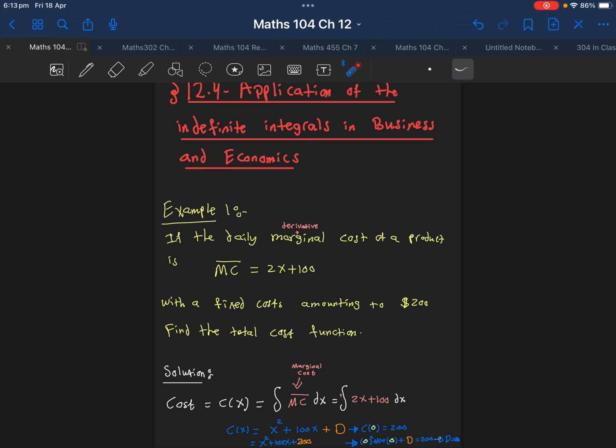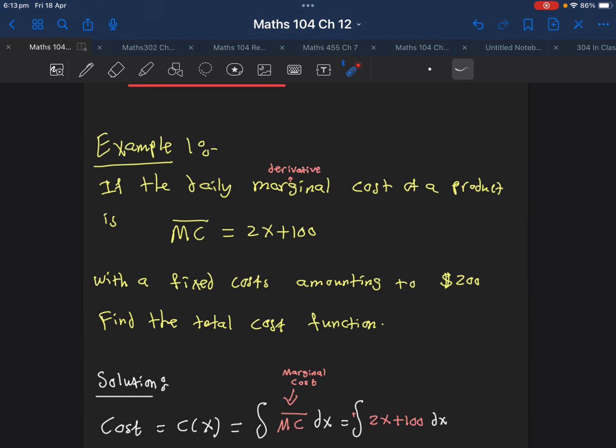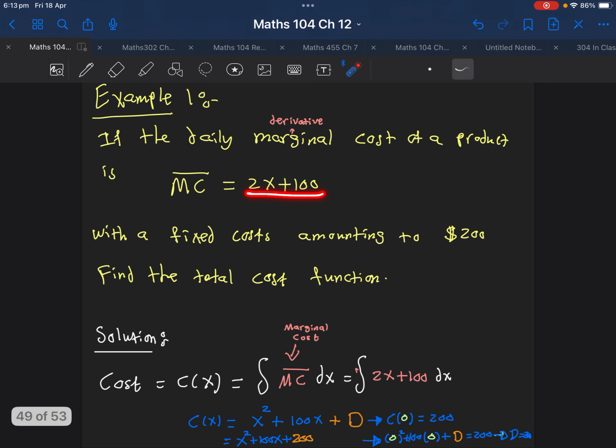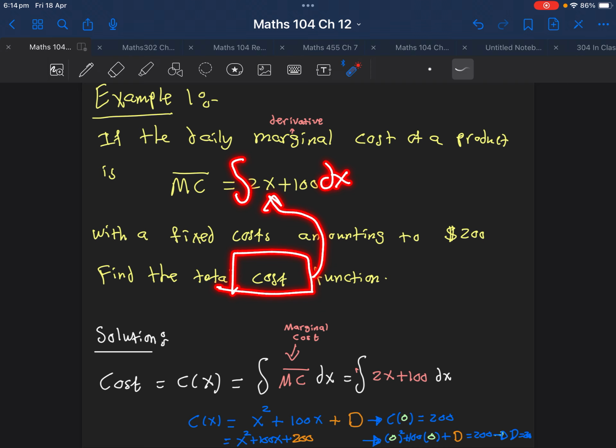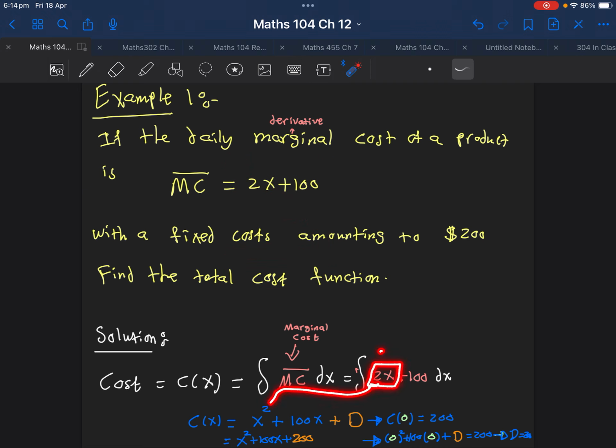Let me just repeat what I just did in example number 1. In example number 1, I'm given the daily marginal cost, which is another way of saying I have the derivative. The derivative is given by 2x plus 100. And we need to find the cost. Now, how do we find the cost? The cost is just the integration of the derivative. So we do the integration of 2x, we get x squared. We do the integration of 100, we get 100x plus the constant d.